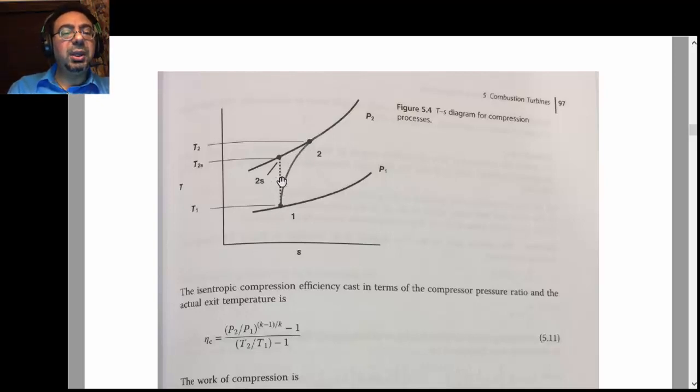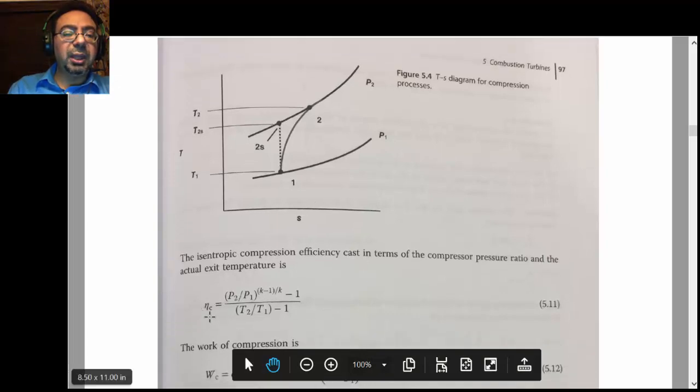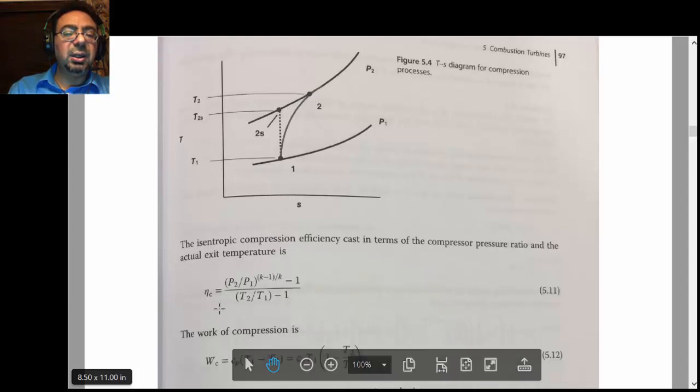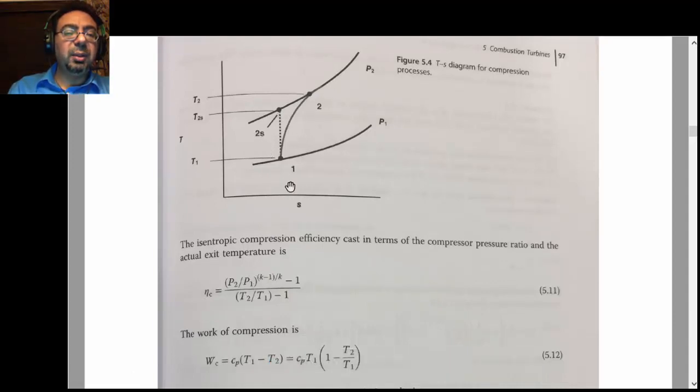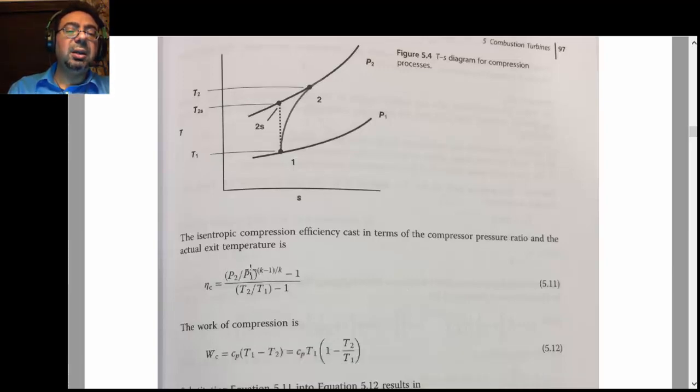But in our textbook he ended up doing it in reverse. Anyway, so 1, 2s, and here is 2. This comes from the definition of eta compressor, the isentropic efficiency. So the smaller one over the big one, the work ideal over the work actual. This should be T2s minus T1, and this should be T2 minus T1. Then he divides everything by T1, so that's why you see the T1 disappear, and this becomes T2 over T1, and this becomes T2s minus T1 divided by T1.